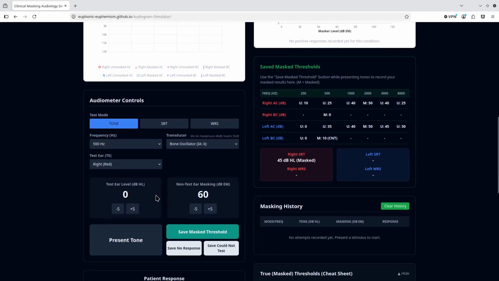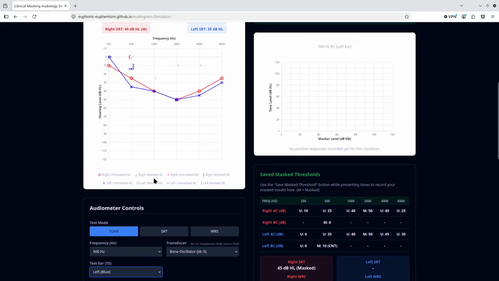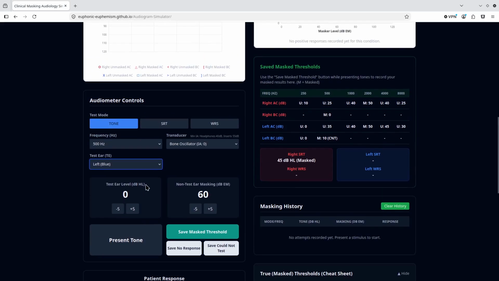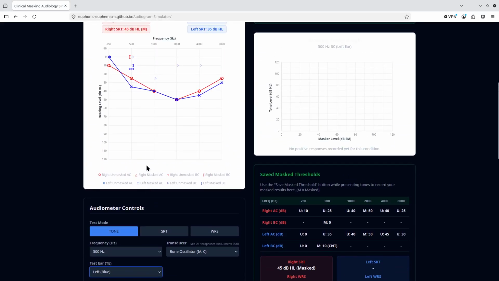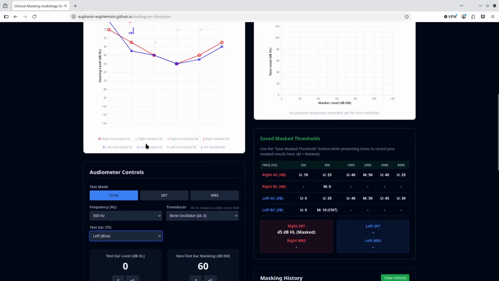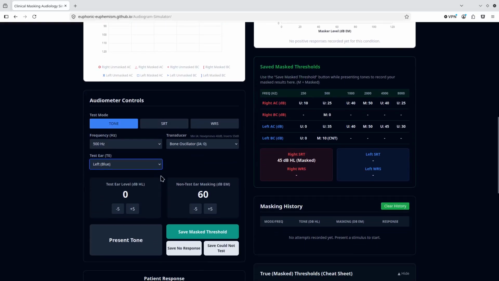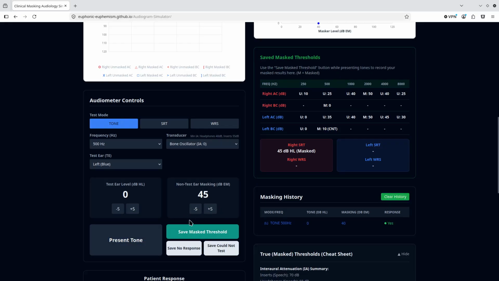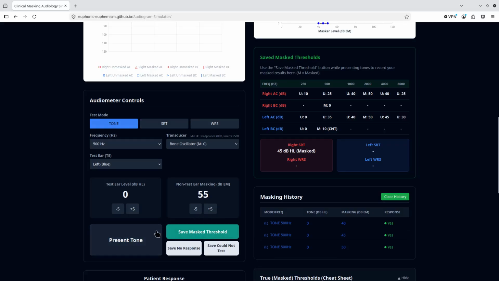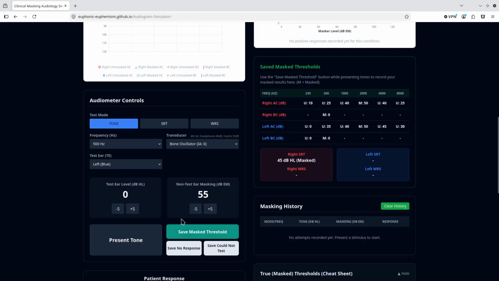Let me go back to the left one again, because I might have had that mixed up. So let's go back to the left ear starting at 0. I thought I had it on the right ear, but maybe I didn't. So with the left bone conduction threshold here, the right ear we would start at 35. Ordinarily we would add the occlusion effect, but we're not going to do it right now. 35 plus 5 for a safety factor. Present the tone, yes. Present the tone. Present the tone. We got a masked threshold there, so we're good.